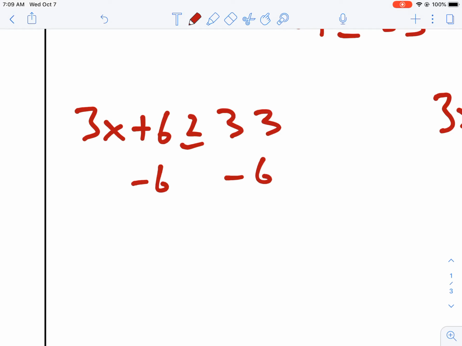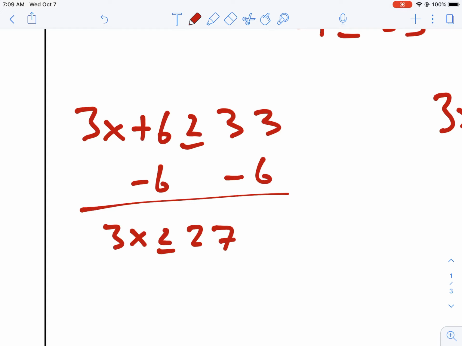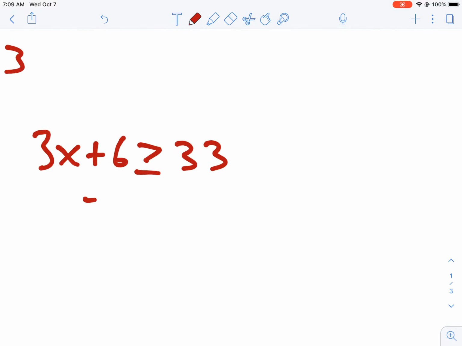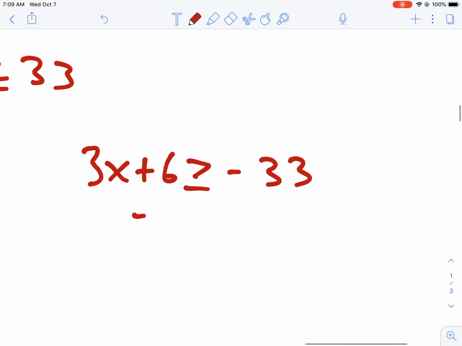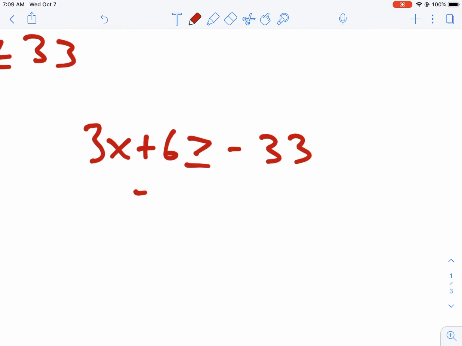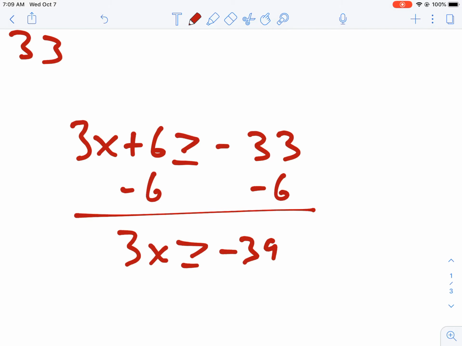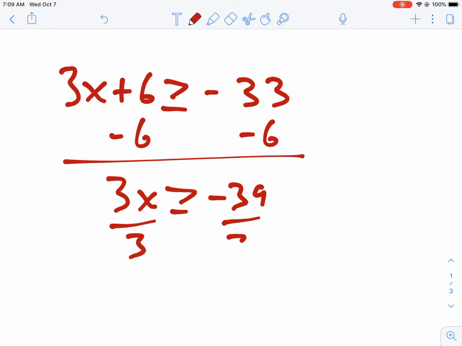So we solve. I know you guys know how to solve this by this point. All right, that's 27 divided by 3. X is less than or equal to 9. Ooh, I made a mistake. Hopefully you guys caught that mistake and you didn't just write it down. That should be negative 33. So minus 6 on both sides. 3x is greater than or equal to negative 39. Divide by 3. X is greater than or equal to negative 13, I think.